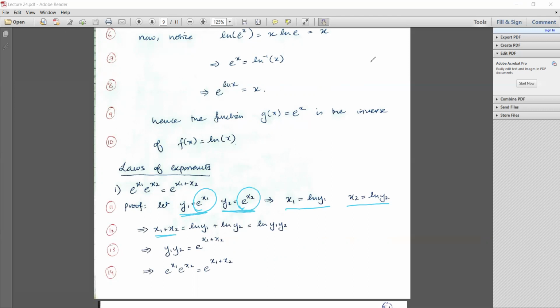So x1 plus x2, using this, is ln y1 plus ln y2. And using the properties of logarithm, that's ln of y1 times y2. So x1 plus x2 is ln of y1 y2. That means y1 y2 is e raised to power x1 plus x2. Just take the exponential of both sides.